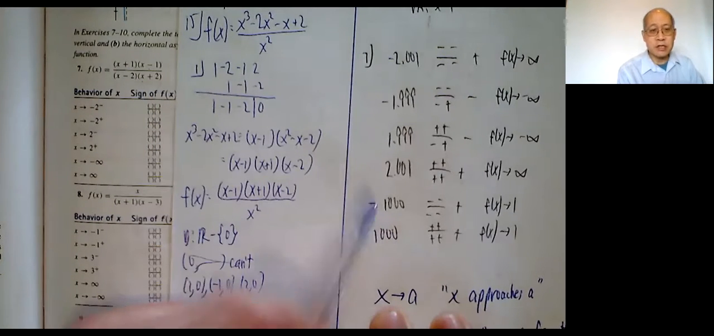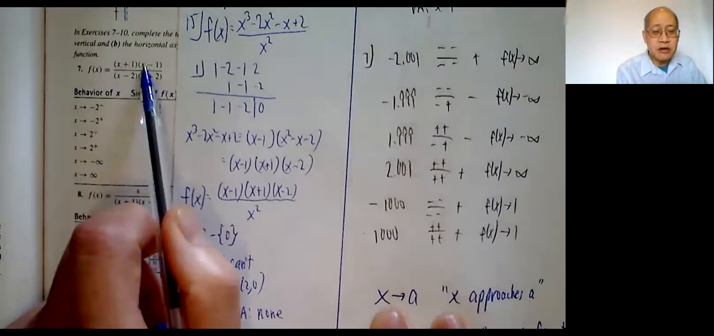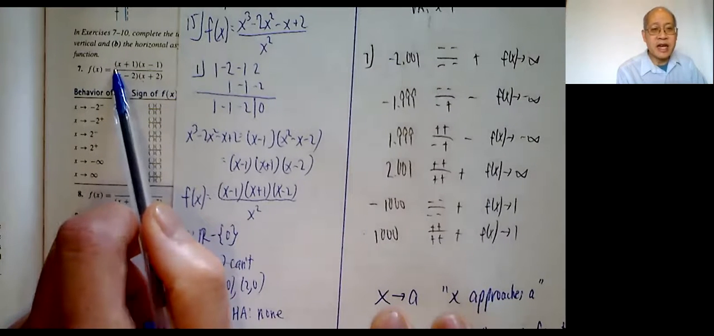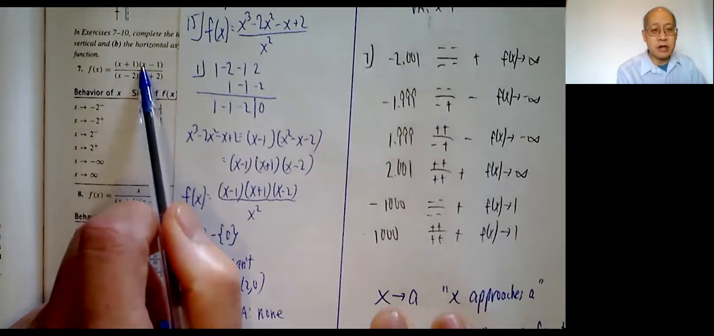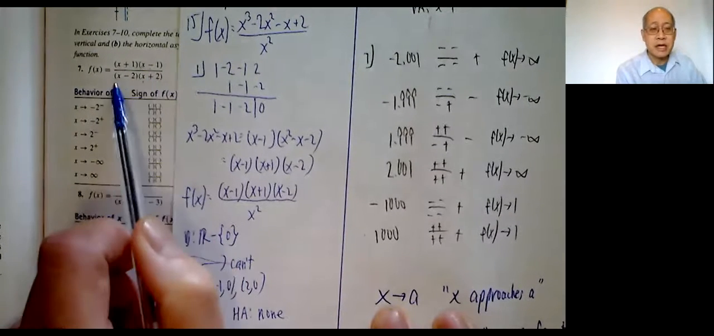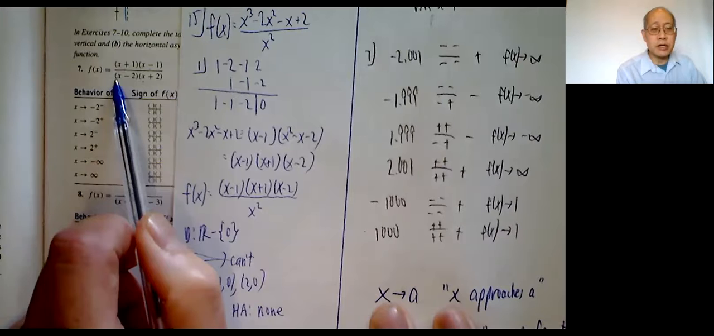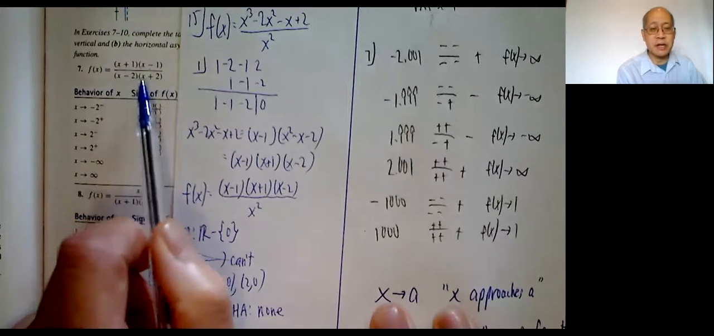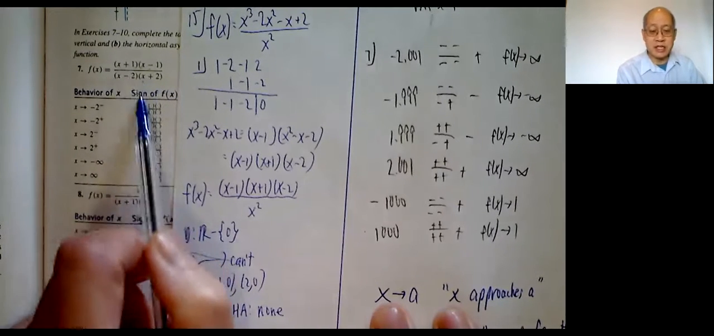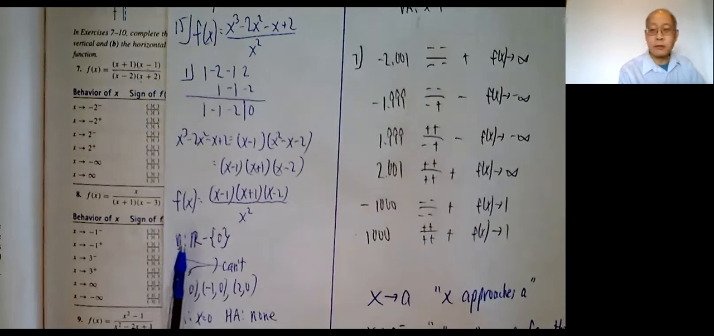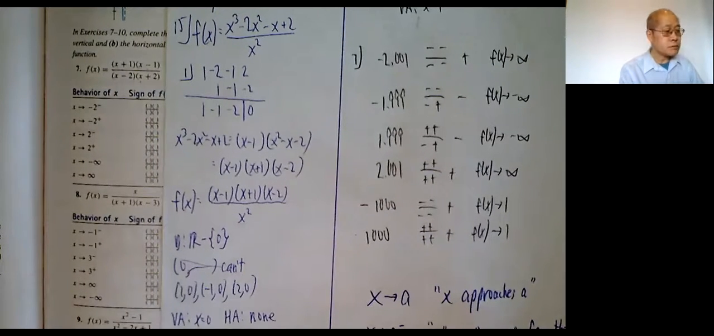Same thing for negative 1,000. If I plug in negative 1,000 here, here, here, and here, that would be what? Negative 999 times negative 1,001, which is positive. It's still basically 1,000 times 1,000. Same thing here. That would be negative 1,002 times negative 998. It's basically negative 1,000 times negative 1,000. That's it. It's essentially 1. Okay, so that's what we're trying to see over there. Number 7.